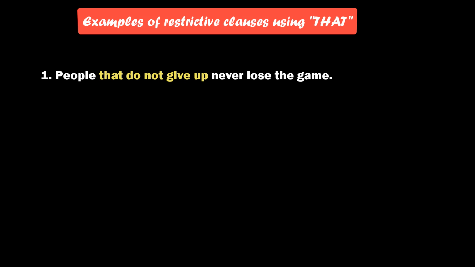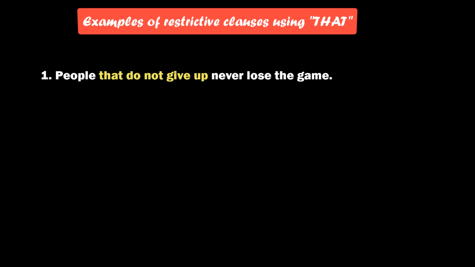There are billions and billions of people in the world, but we're not talking about all the people. The defining clause, that do not give up, the restrictive clause, that do not give up, is making the meaning of the word people limited. We're talking about people that do not give up. Out of billions and billions of people, people that do not give up never lose the game. And if you try to take this clause out of the sentence, it will stop giving the same meaning.